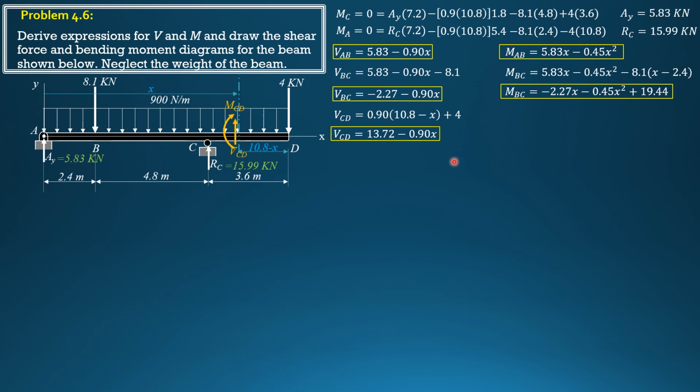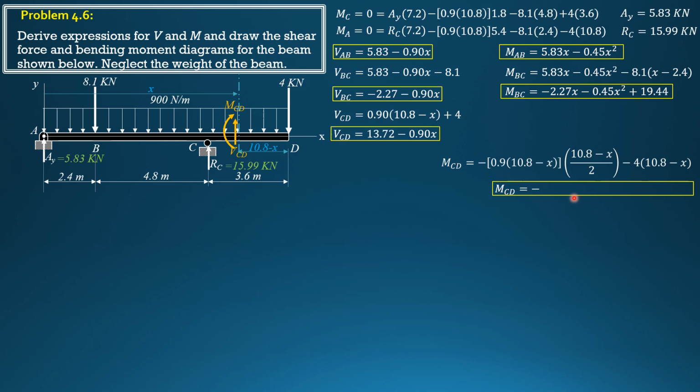While for moment CD, the shortcut is counterclockwise moment positive minus clockwise moment. So all are clockwise, so they are both negative. So MCD is negative 0.9 times 10.8 minus x, times 10.8 minus x over 2, the moment arm, and minus 4 times quantity 10.8 minus x. Simplifying, MCD is negative 0.45 times quantity 10.8 minus x squared minus 4 times quantity 10.8 minus x. You may simplify that further or you may just leave it that way. There's no problem, as long as we plot the shear force and bending moment diagrams correctly.